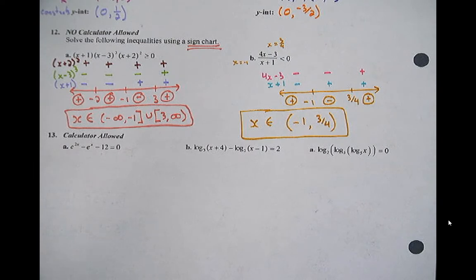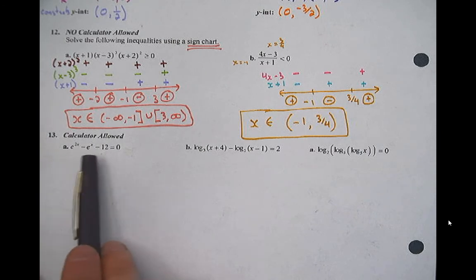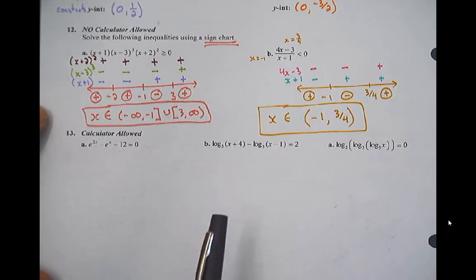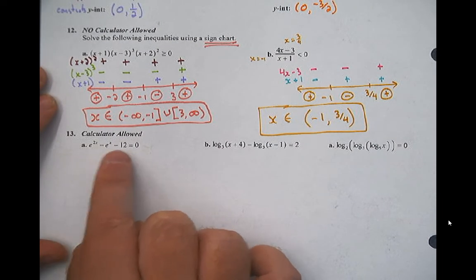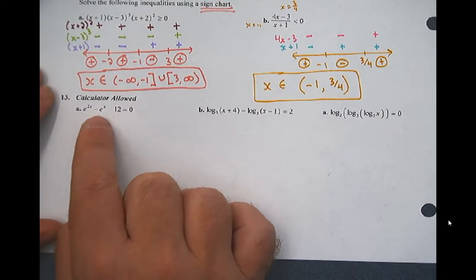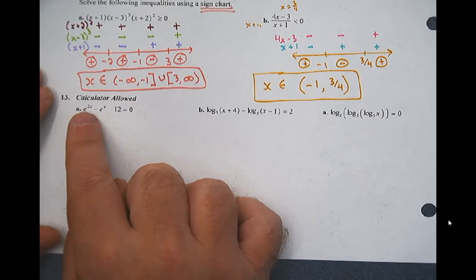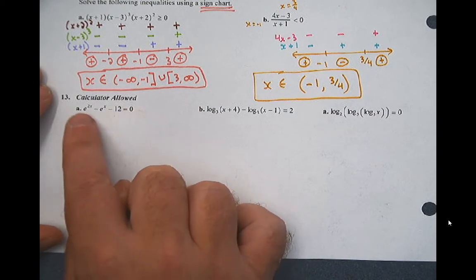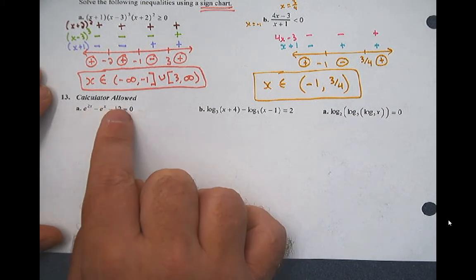And then last one, calculator allowed again. These are just some quick reviews of how to combine some stuff with some of your log properties and then how to do a substitution. So in this scenario, I don't know if you see this like I do. I've done a lot of these, so I get it if you don't. But I recognize this is really a quadratic equation. It doesn't look like it, but this is a quadratic. This is x squared, this is x, and this is some constant.